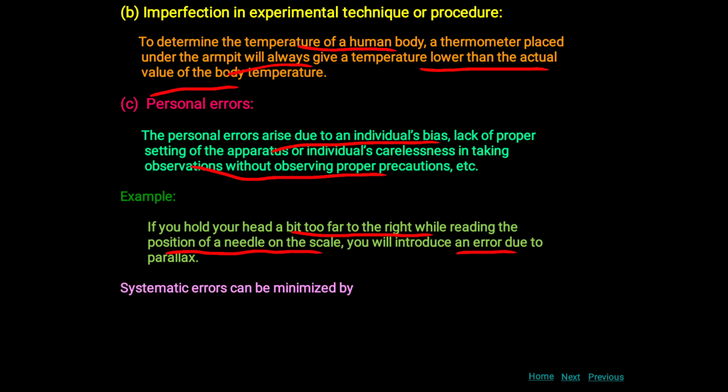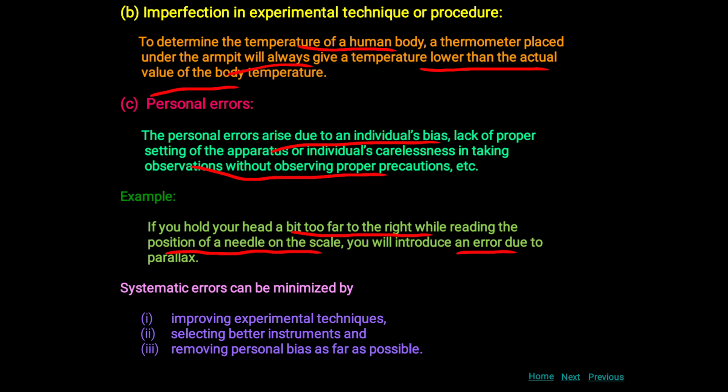Systematic error can be minimized by, first, improving experimental technique; second, selecting better instruments; and third, removing personal bias as far as possible. By using this, we can minimize the systematic error.